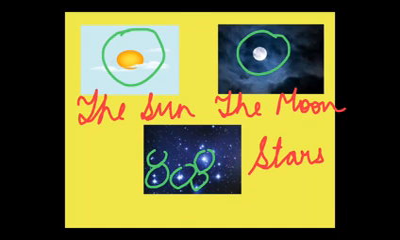But are the sun, moon and stars visible in the sky at the same time? Can you see all the three of them at the same time in the sky, students? No. Now we are going to learn when do we see the sun and when do we see the moon as well as the stars.